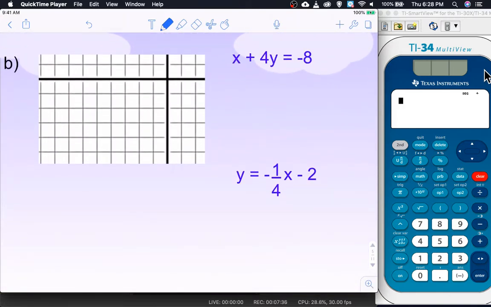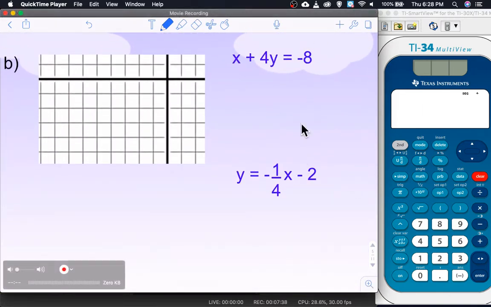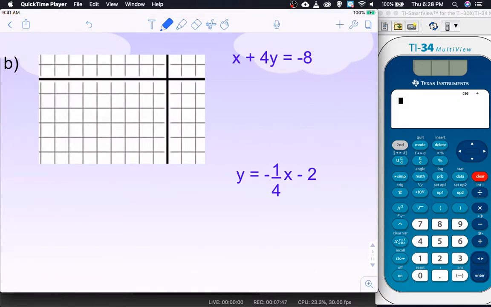I would like you to try this one. So I'd like you to go ahead and graph both of these lines in the space provided. Find the solution if you can. And then when you're ready to continue, hit play and we'll go through it together.